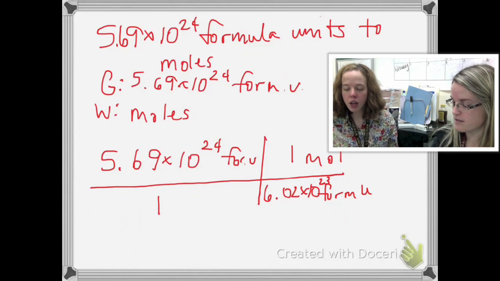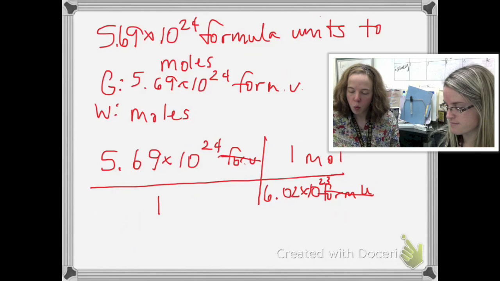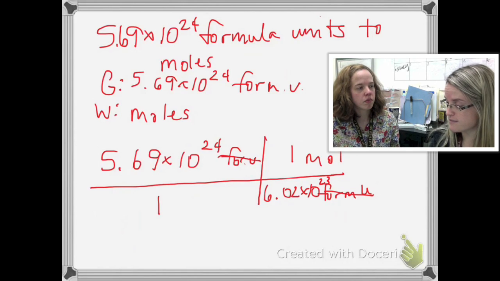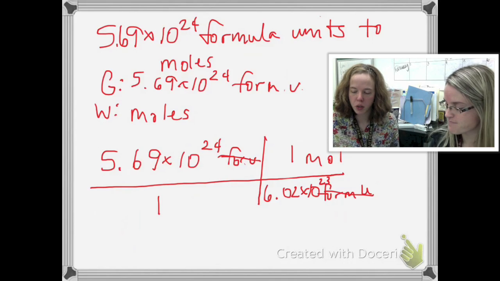All right, so I've got formula units up top. I've got formula units down bottom. What can I do with them? Cancel out. Cross them out. What does that leave me? It leaves you with just moles, and that's what we're looking for. So yeah, 1 step and we're good.